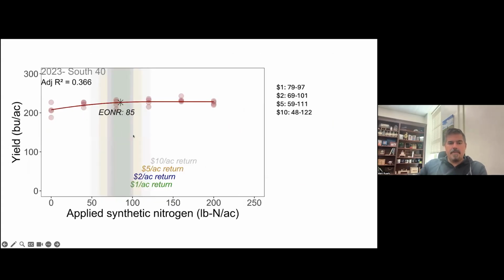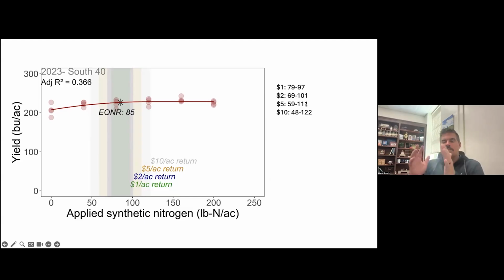And there's going to be a bigger and bigger range. If we do the same thing with these differences in economic return, let's start with the $1 range. At 85, it would go from 79 to 97, so 80 to almost 100. It's almost a 20-pound range. And then if you want to maximize your profitability within $5 an acre, now you're going 60 to over 110. So even a bigger range.